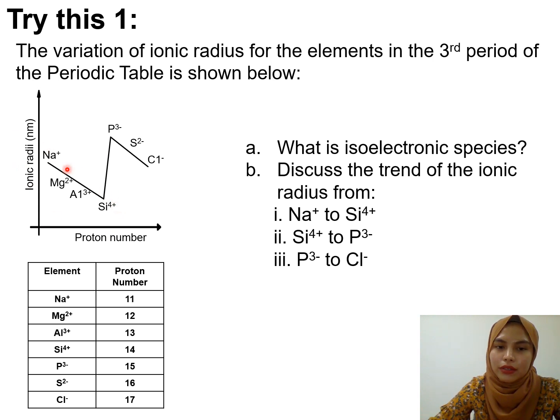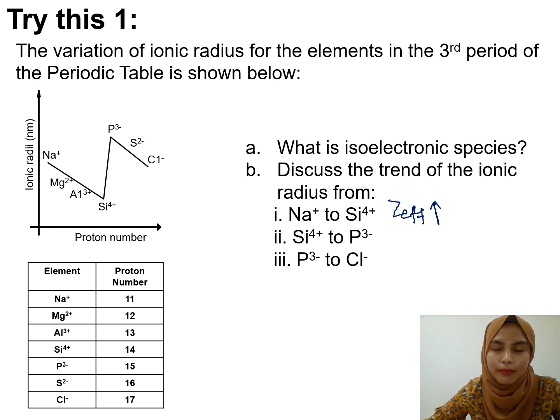So kalau let's say you tengok trend ni makin lama makin size dia smaller, so you boleh guna point apa? You boleh guna point ZF increase kan, daripada Na sampai Si4 plus. And then yang B pula dia suruh kamu explain kenapa ada the size of the ion from Si4 plus to P3 minus.